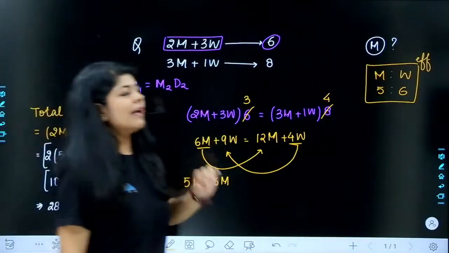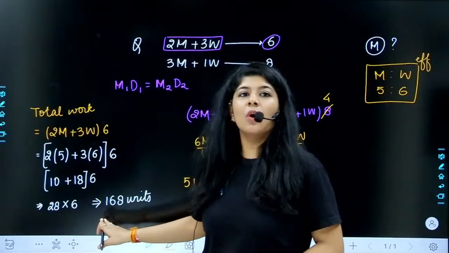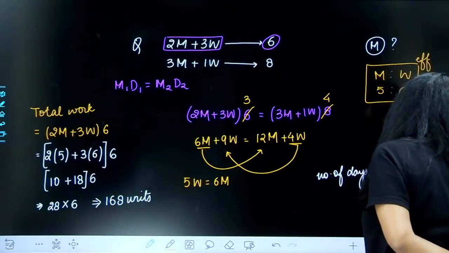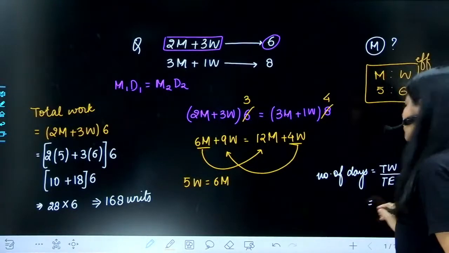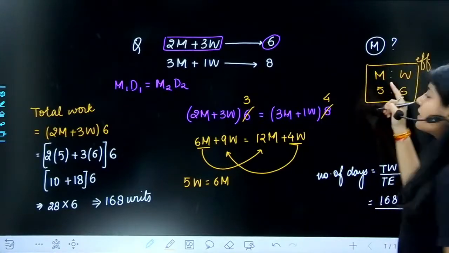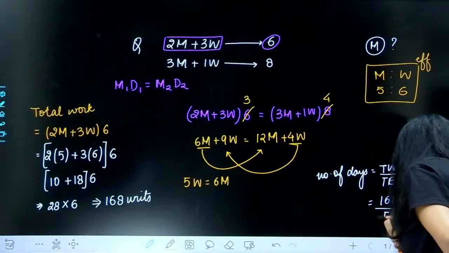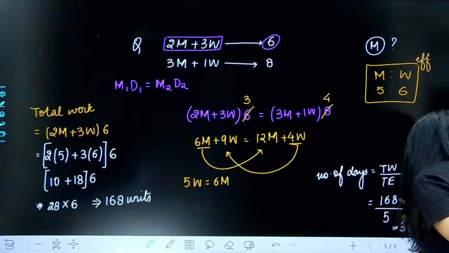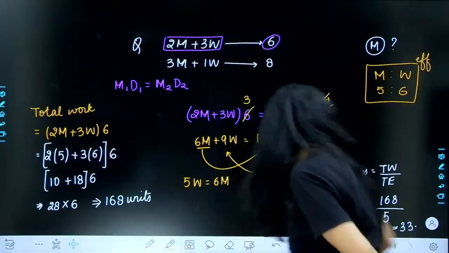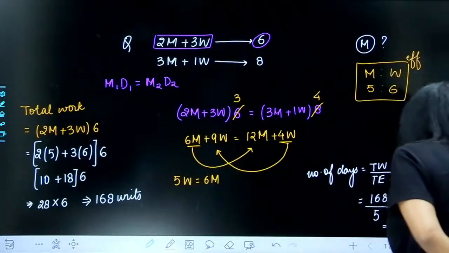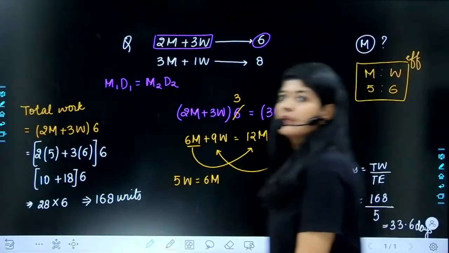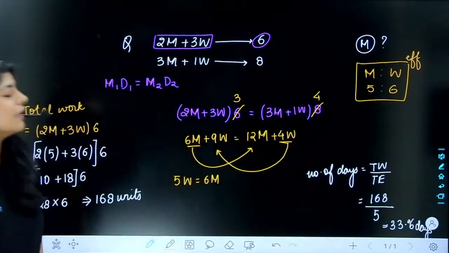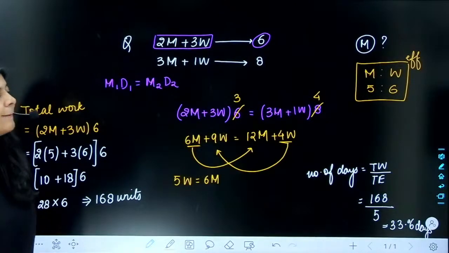Now what I have to find out is in how much time a single man can do this much of work. So the number of days can be calculated as total work divided by total efficiency. So the total work over here is 168 units, and the total efficiency of a single man is just 5. So we have to divide it by 5, and from this we can say that we get 33, and then the decimal, so 33.6 days are required to do the same task by the single man.